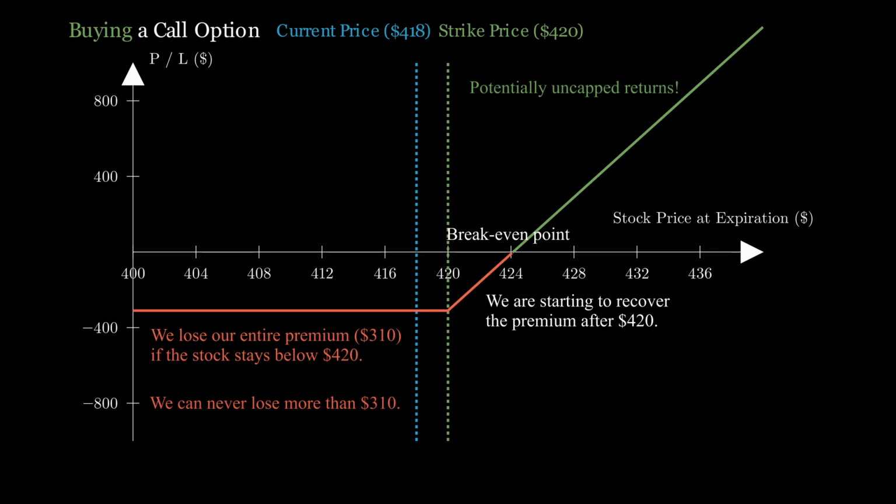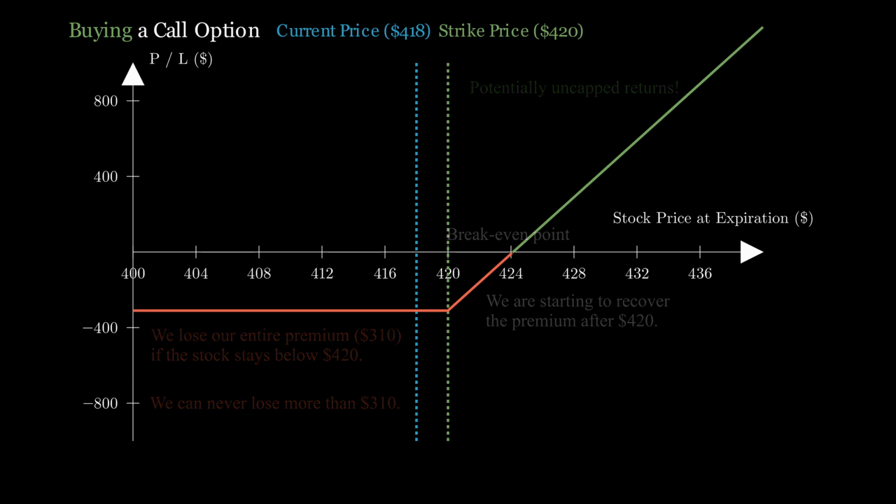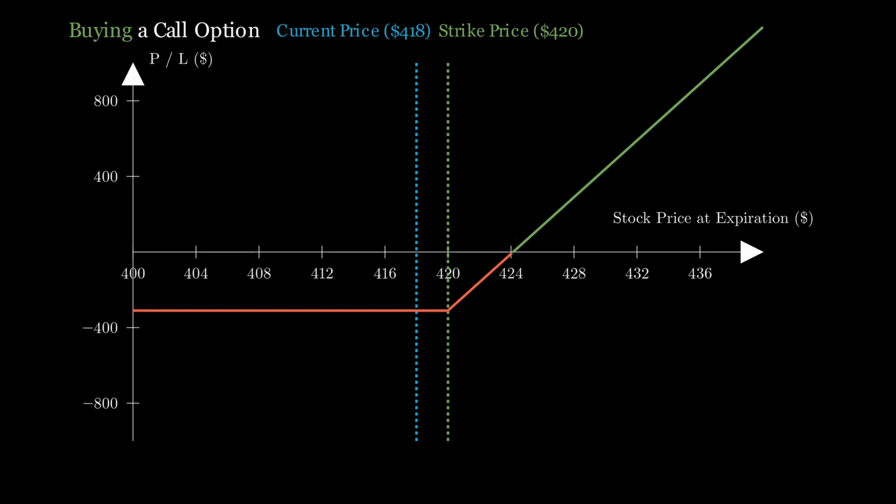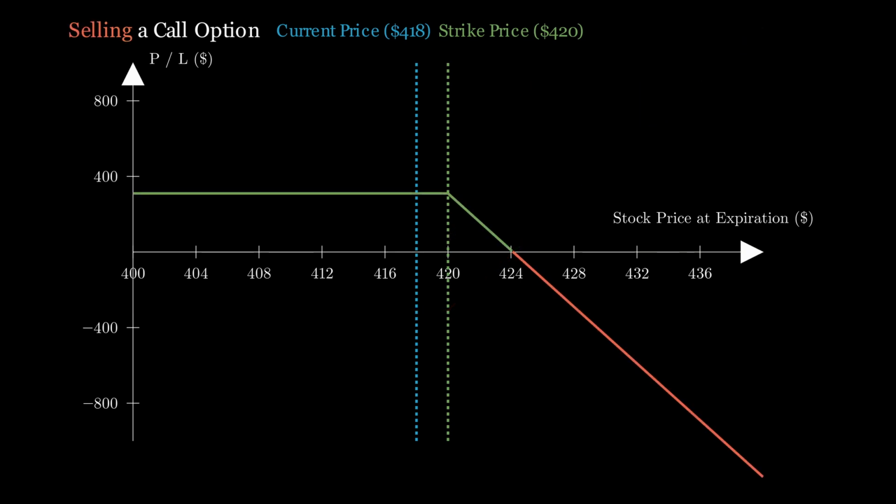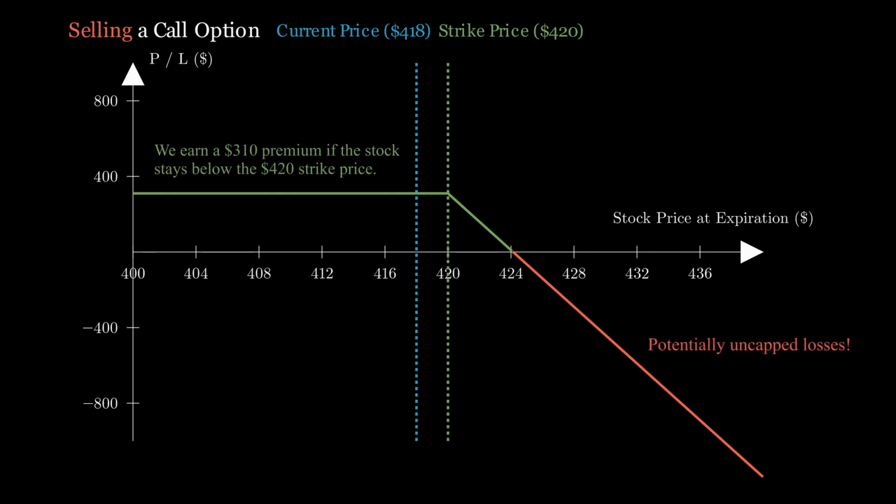We can also choose to sell a call option. When selling a call option, our P&L curve is flipped like this. Now, we earn a premium if the stock stays below the strike price, and have uncapped losses if the stock continues to move beyond the strike price. Investors that are bearish on the movement of the stock can choose to sell call options to make money on the premium. Now that we've talked about call options, let's move on to put options.